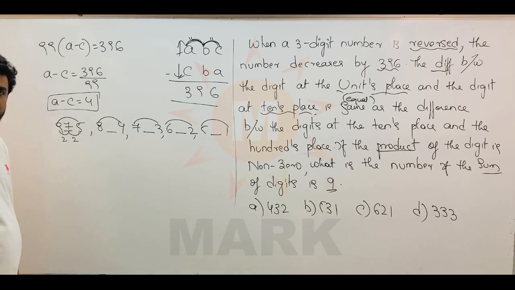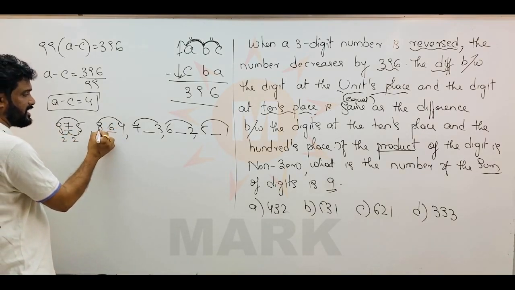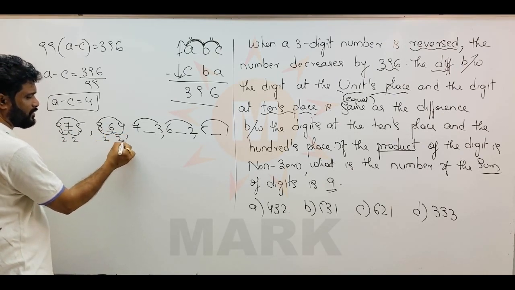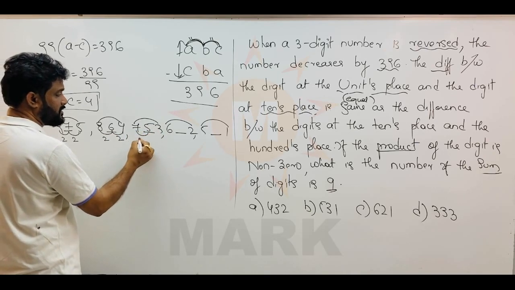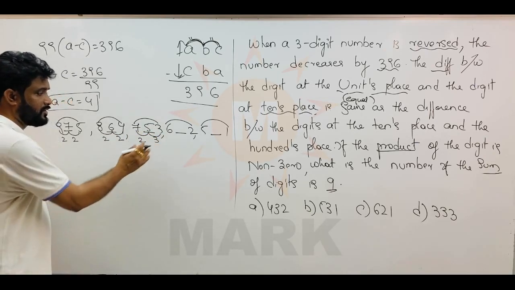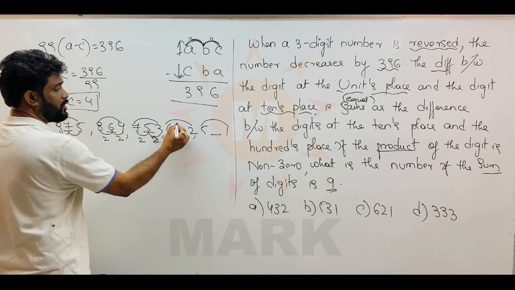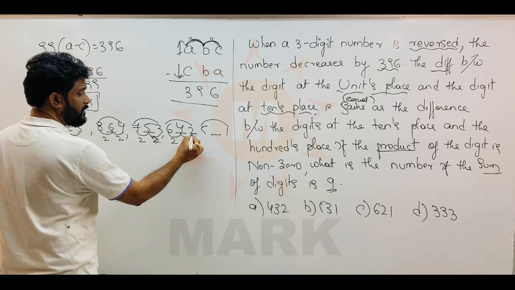Same difference. Now here it is 6: 8 minus 6 is equal to 2, 6 minus 4 is equal to 2. Same difference. Now it should be 5 here, because 7 minus 5 is equal to 2, 5 minus 3 is equal to 2. Same difference. So it should be 4 here: 6 minus 4 is equal to 2, 4 minus 2 is equal to 2.